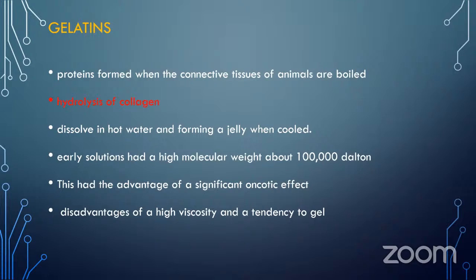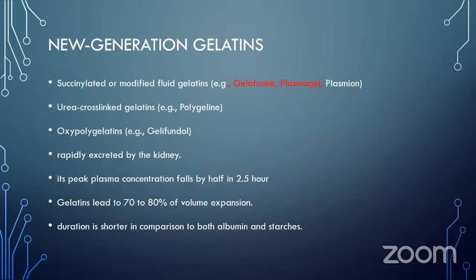And this had the advantage of a significant oncotic effect. The higher the molecular weight, the more is the oncotic pressure exerted by the fluid in the intravascular space. This is a theoretical thing, and based on this, they developed these gelatins. The disadvantage of this is they are highly viscous and they have a tendency to gel out.